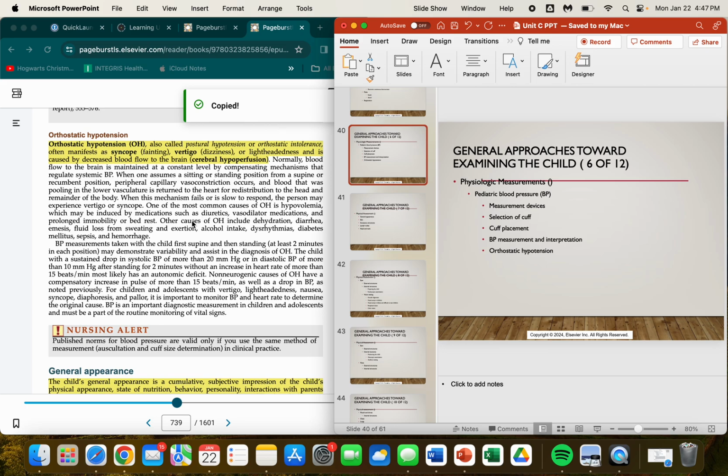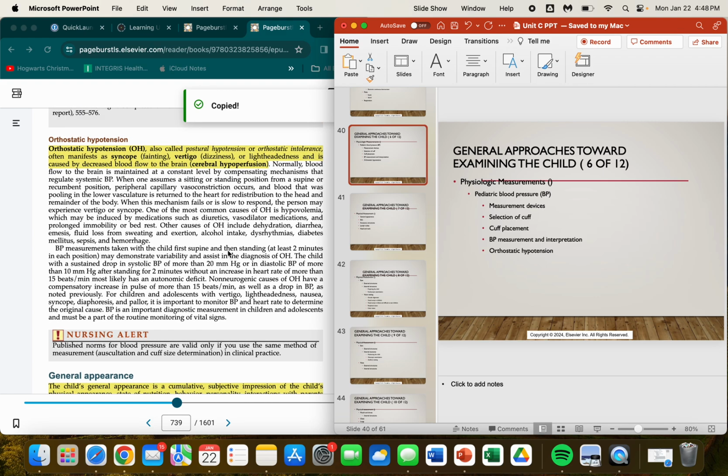This details what those causes could be, including dehydration, diarrhea, fluid loss. So if you're noting a large change in blood pressure between positions, obviously report that to your physician.